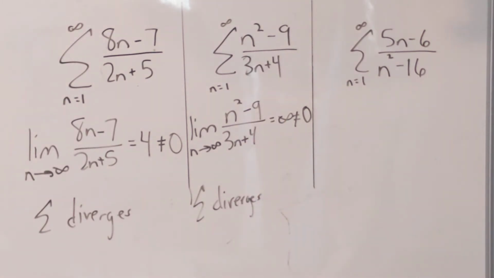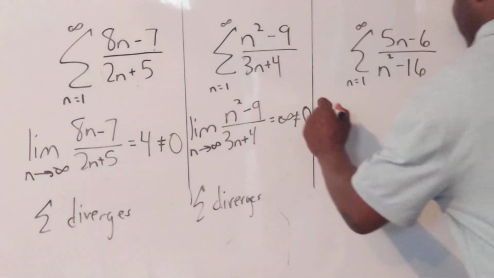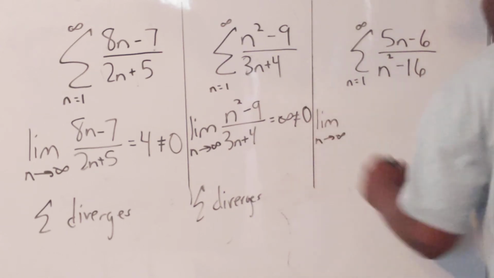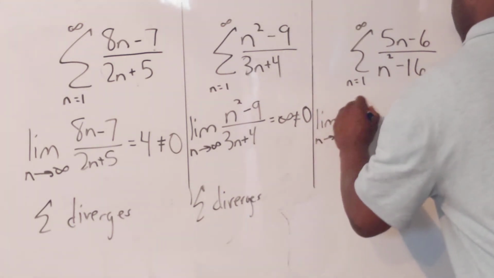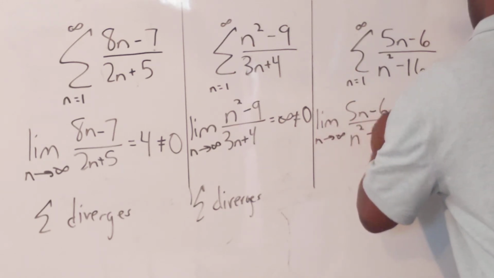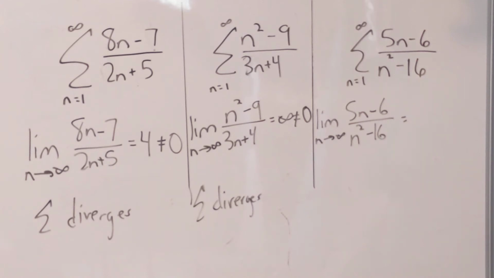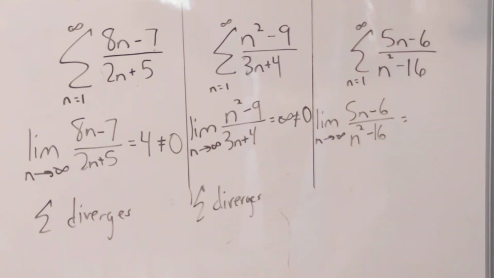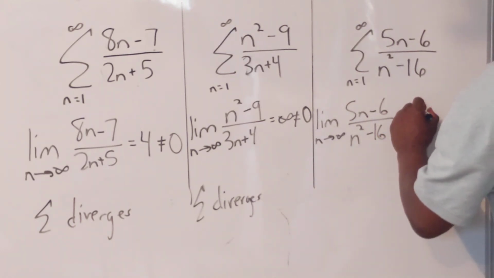All right. Now, this last series, we have 5n minus 6 over n squared minus 16. We evaluate this as a sequence. Our limit as n is going to infinity. As you already know your rules, I don't have room to go through that. You have it. All right. In the end, this limit is going to end up going to 0.